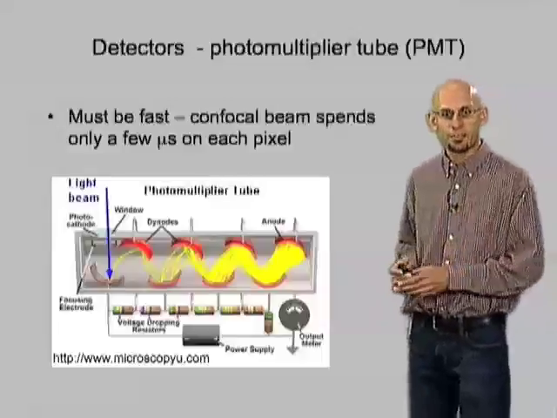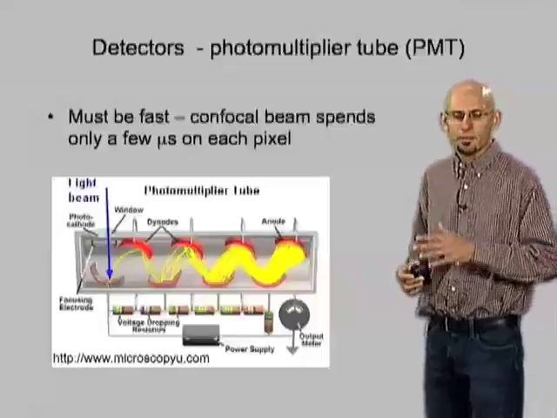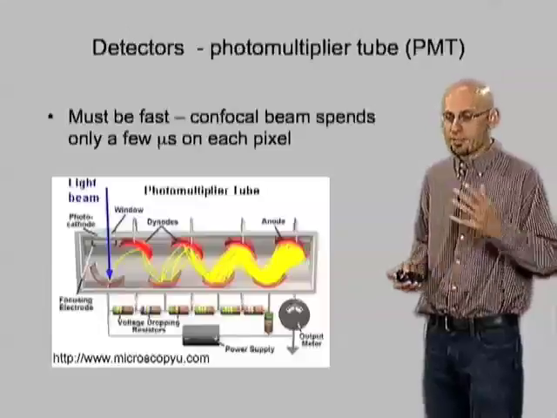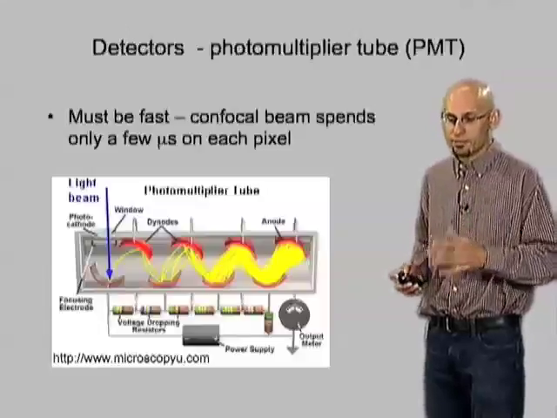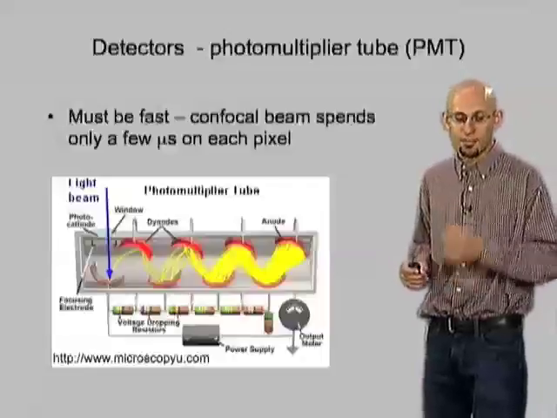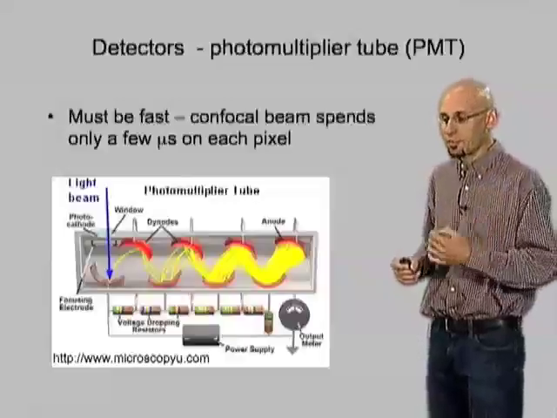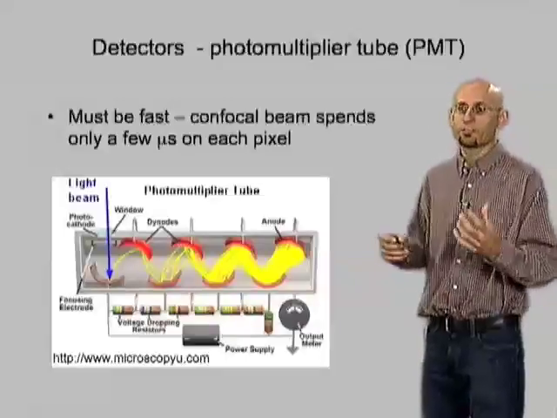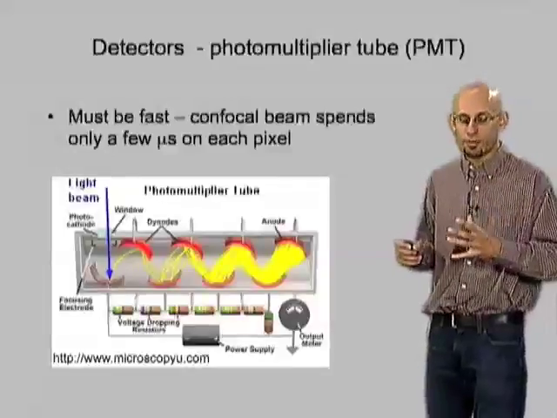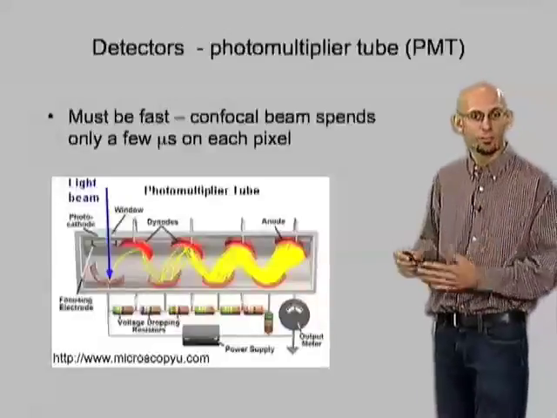I haven't yet said anything about the detector, and I don't have a lot to say about them, except that because we're scanning spot by spot on the sample, you need a detector that's sensitive to the light that comes from that spot. It doesn't need to be a camera, it just needs to measure the intensity at that one point in time. And it needs to be very fast, because if we want to scan, say, a 1 megapixel image, 1,000 by 1,000, we only have a few microseconds to spend at each point if we want this to take a reasonable amount of time, a few seconds, to acquire that whole image.